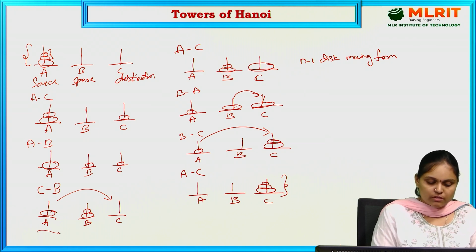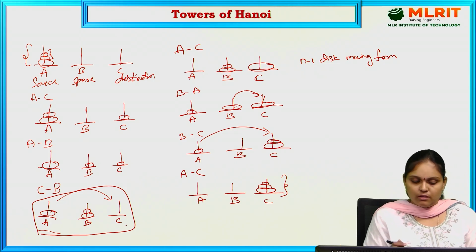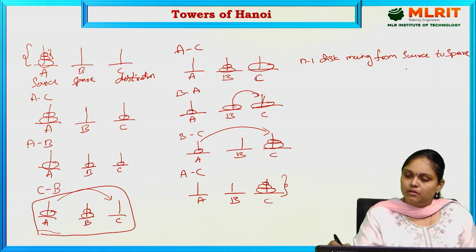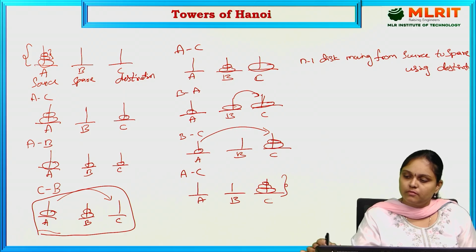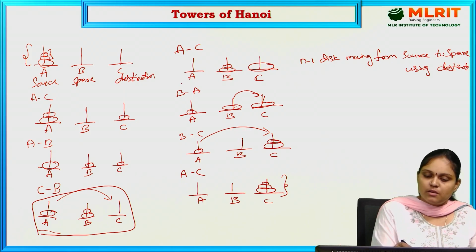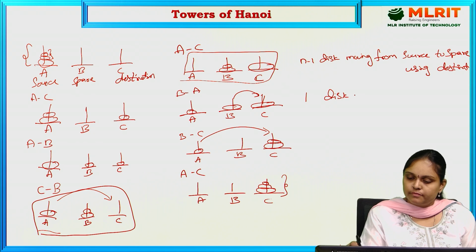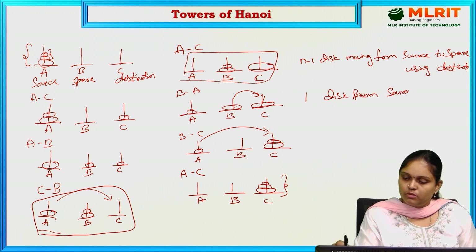In this step you can observe, we are moving from A to B using C. We are moving from source to spare using destination. And then in the next step you can observe, the one disk we are moving from source to destination.